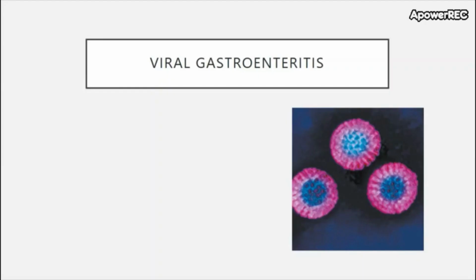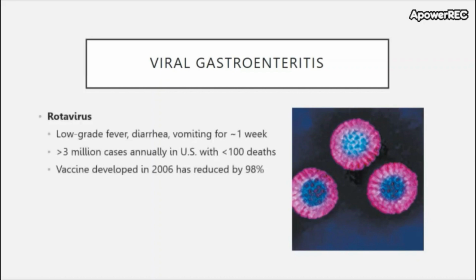Okay, so viral gastroenteritis can be caused by the rotavirus, which causes a low-grade fever. You'll have diarrhea and vomiting for about 1 week. It affects roughly 3 million annually in the US with less than 100 deaths. There is a vaccine developed in 2006 which has reduced it by 98%.